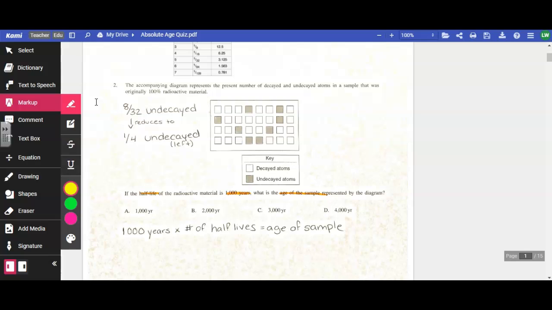Okay, so we need to figure out, first of all, how many half-lives have passed. Okay, I did the counting for you. 8 out of the 32 squares are undecayed. They're left over. That's about 1/4 left. Okay, so if we know that the half-life of this material is 1,000 years, there's about 1/4 left. How many half-lives has it gone through? And then you would take that 1,000 years and multiply it by the number of half-lives, and you get the age of that sample. So what's the age of this sample?